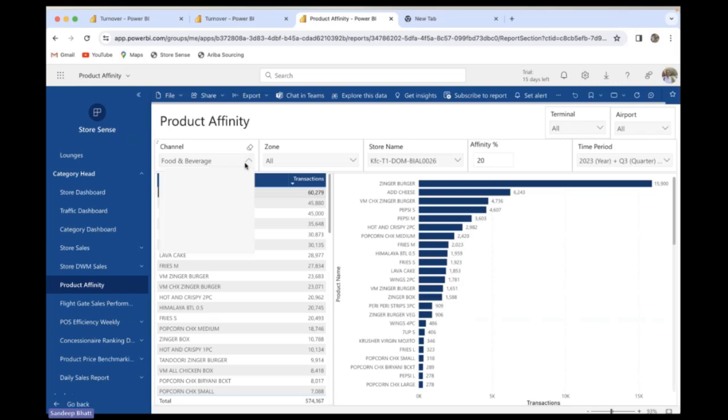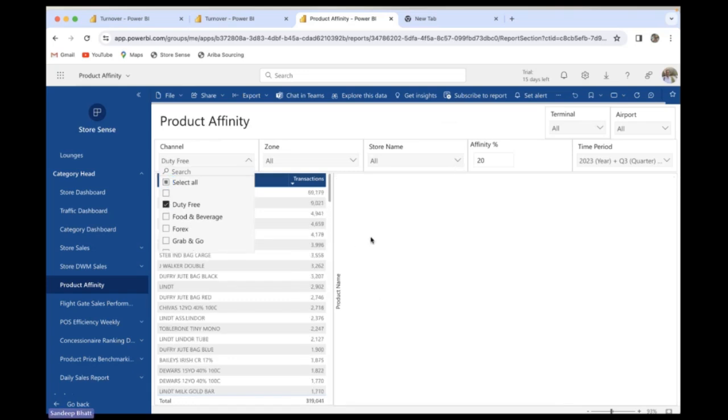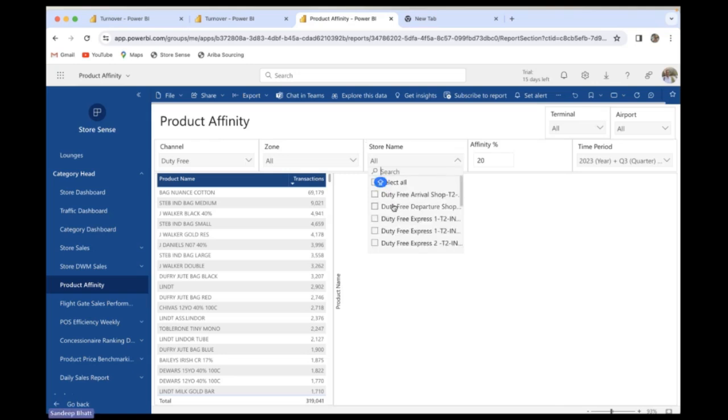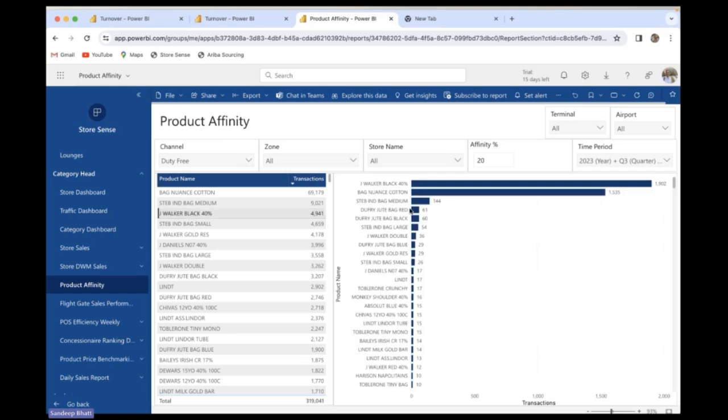Now, say F&B, when I click on, for example, clear the filter. Let's pick and choose, say, duty free. Under duty free, say store name, duty free arrival shop, or departure shop. So what are people buying along with it? When I click on, say, Johnnie Walker 40% liquor, what are people buying along with it?